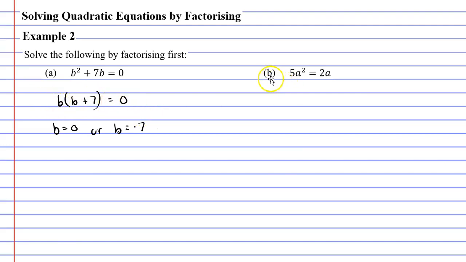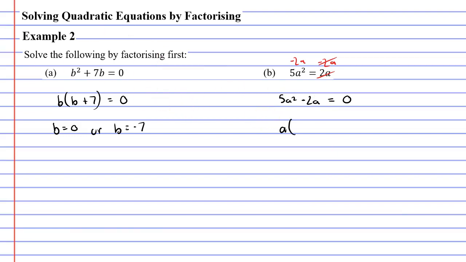Let's now move on to question B. When you solve quadratic equations by factorising, you want an equation that equals 0. So at the moment, this equation's kind of in the wrong order. And what I'm going to do is I'm going to subtract 2a on both sides. That means on the left-hand side, I've got 5a squared minus 2a. What am I going to have on the right hand side after I've cancelled everything? Well, that basically means that this equation will equal 0. Now I'm at the point where I can factorize. What's my common factor here? Our common factor is a.